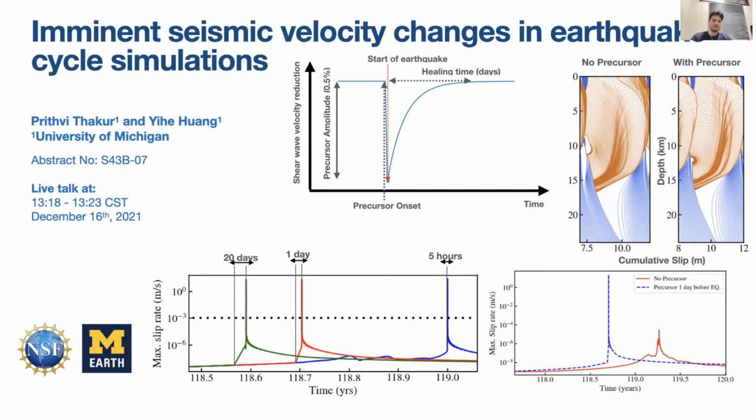I compare a couple of results with different precursor onset durations, and we can see that larger precursory duration causes earthquakes to nucleate earlier. Furthermore, on the right-hand side, top and bottom figures, I'm comparing two simulations with and without precursory signals, and we infer that the earthquake nucleation size and duration are significantly reduced with the introduction of precursory signals, and such precursors of even a 0.5% velocity reduction facilitate the slow slip events to grow into large earthquakes. I invite you to attend my live talk on Thursday from 1:18 to 1:23 p.m., December 16th. Thank you.